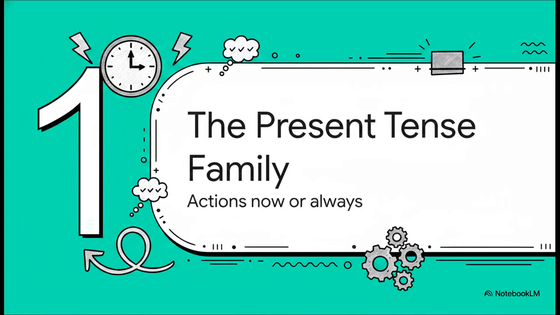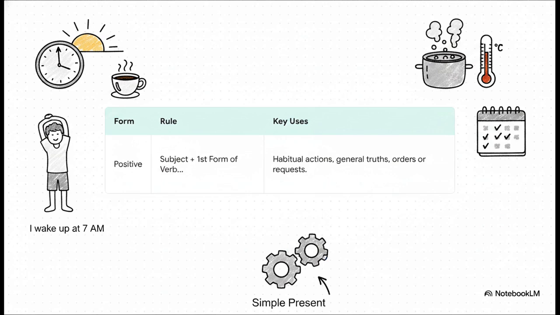All right, first up, the present tense family. This is all about describing what's happening right now or things that are just generally true. Okay, let's kick things off with the simple present. And honestly, the name says it all. It's pretty simple. The structure is just your subject plus the basic verb form. You use this for your daily habits, like I drink coffee every morning, or for solid facts that don't change, like the sun rises in the east.